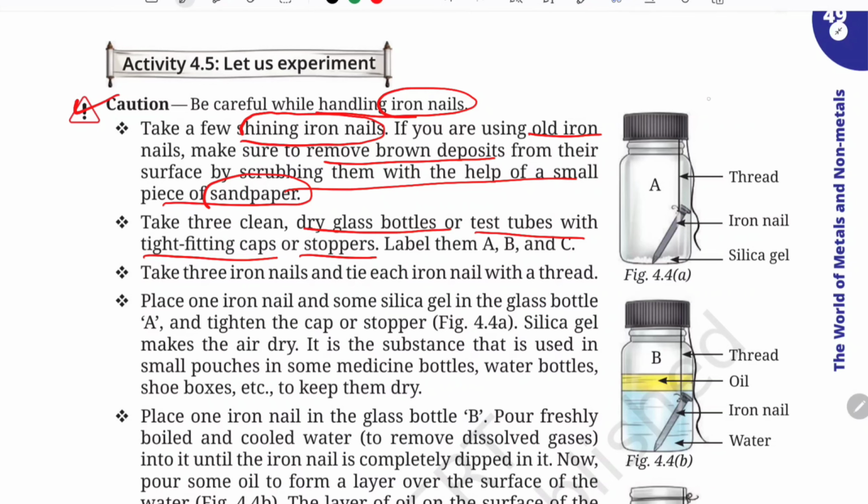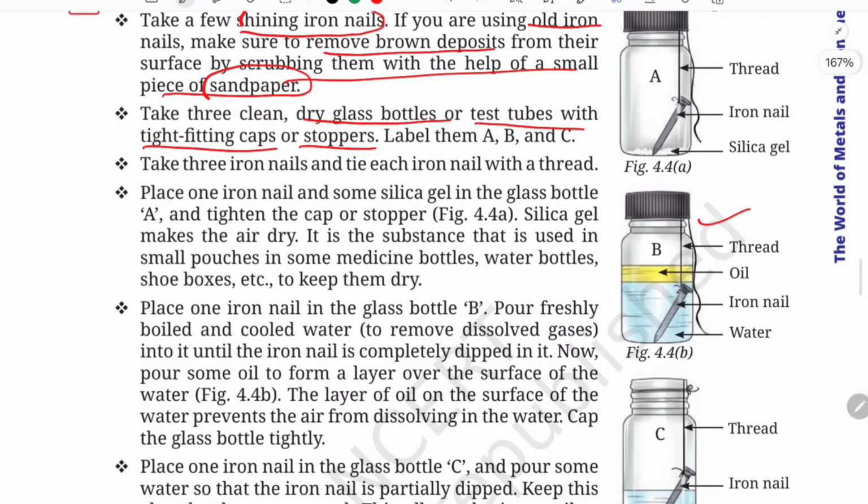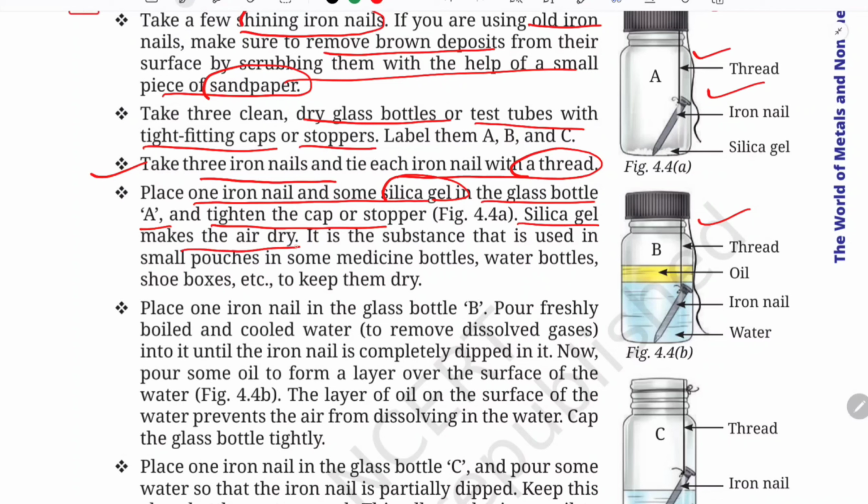So here is the first experiment, A, B and C. We need 3 glass bottles and some iron nails. So now let us conduct our experiment. Take 3 iron nails and tie each iron nail with a thread, as shown in this diagram. After that, place 1 iron nail and some silica gel in the glass bottle A, and tighten the cap or stopper. The silica makes the air dry.